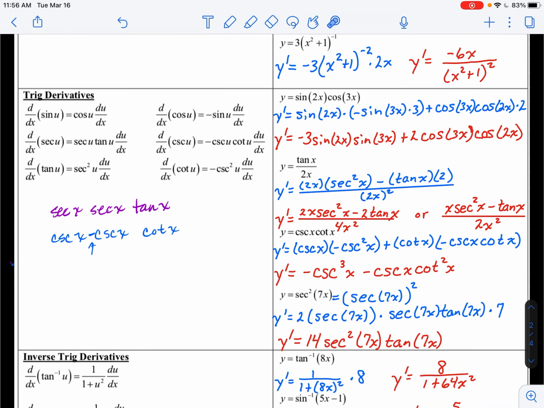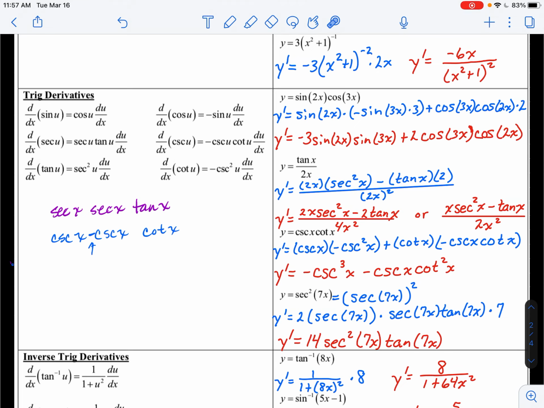Some trig derivatives that you'll need to know. Derivative of sine u is cosine u. Derivative of secant is secant tangent. Tangent is secant squared. Cosine's negative sine. Cosecant is negative cosecant cotangent, and cotangent's negative cosecant squared u.